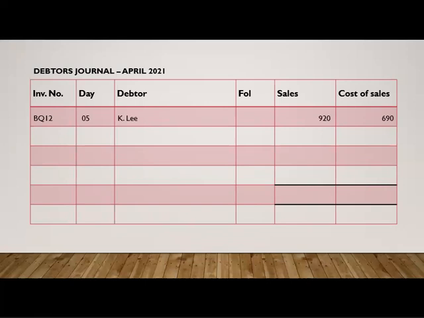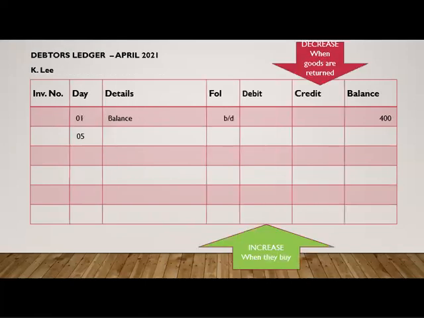be 690. And then I will go to the debtors ledger of Kaylee, and I will simply write there the date, which is the 5th, and then I will have invoice, which is PQ12, and under invoice, I will have DJ. It will be recorded on the debit side, which is 920. 920 plus 400 will give us a new balance, which will be 1,320.